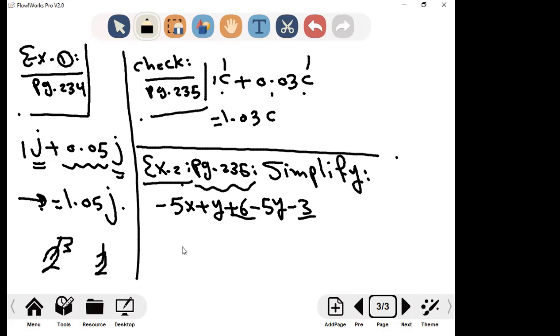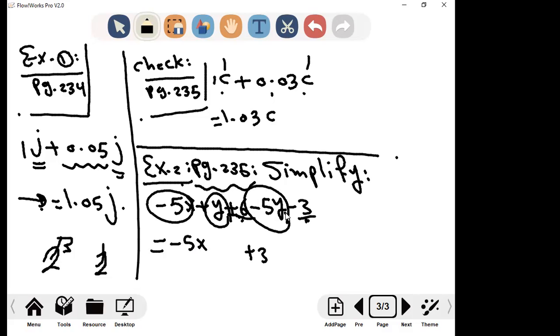So here, equal, this negative 5x stays the same. And the 6 with negative 3, 6 minus 3 plus 3, right? It still means y's. And I took the negative with the circle, right?